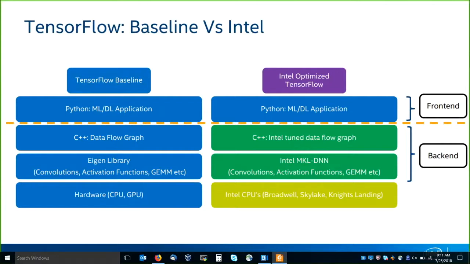In the optimized case, we made a very conscious decision not to tinker with anything on the front end, because we don't want users to change anything in their models. We focused exclusively on the back end, where we tuned the data flow graph and added Intel MKL APIs into the framework itself. I'm going to talk about these graph optimizations and MKL DNN in the next slide.